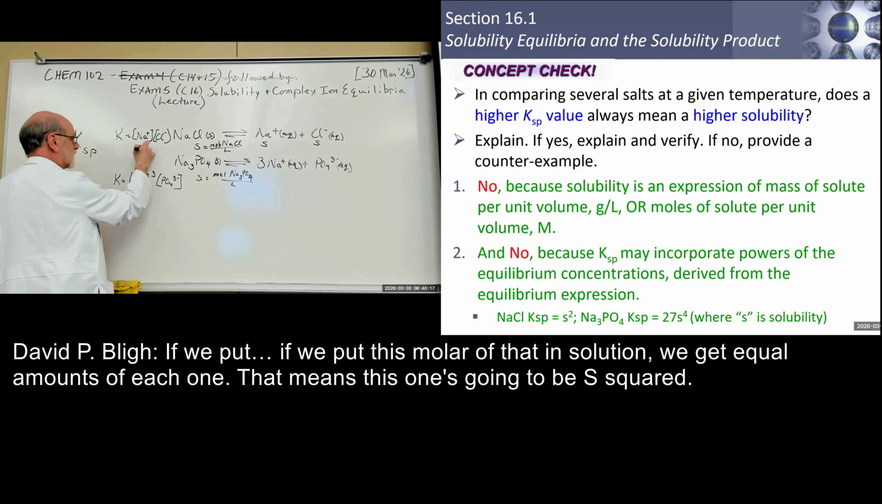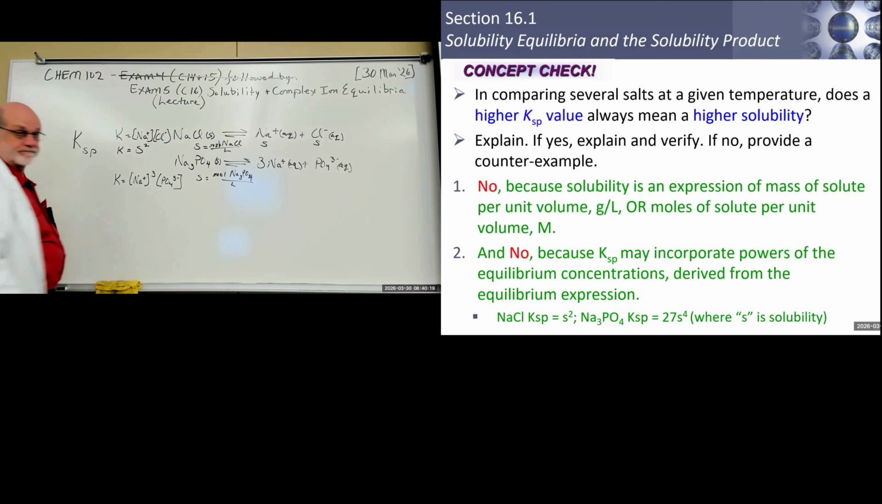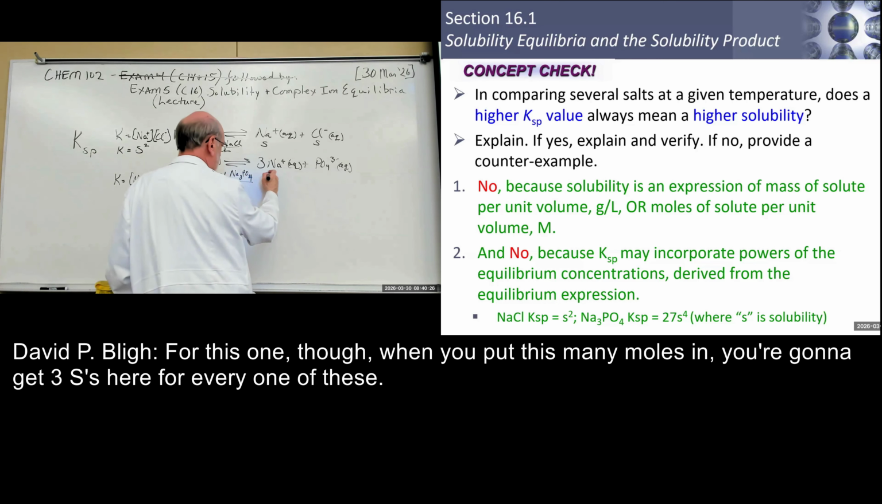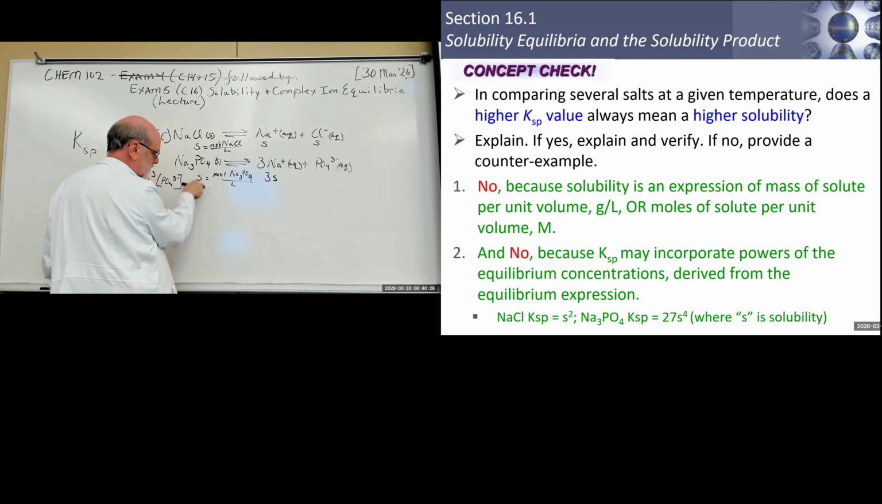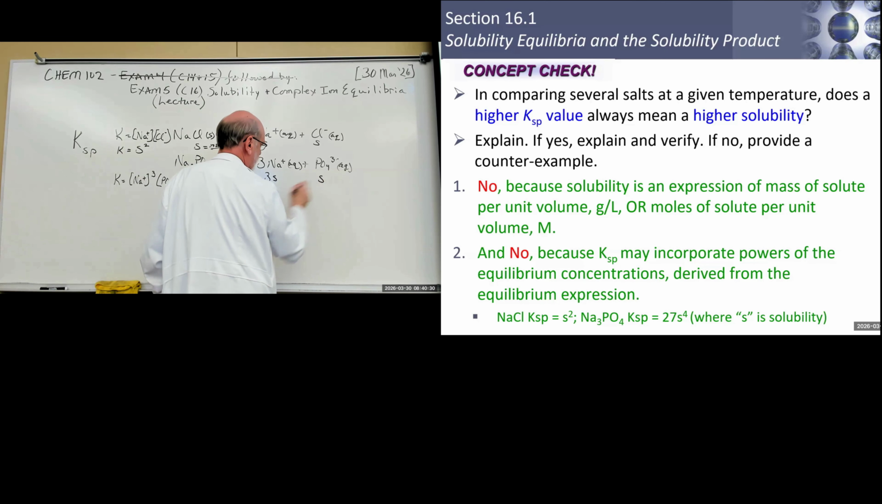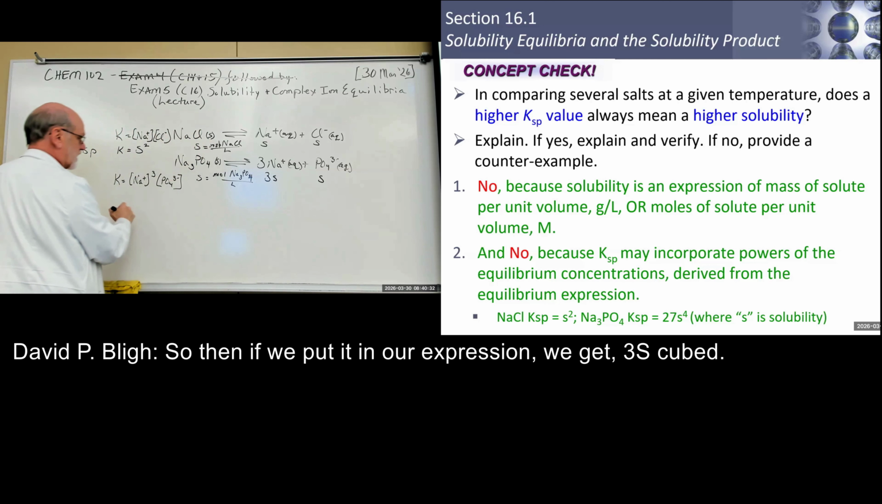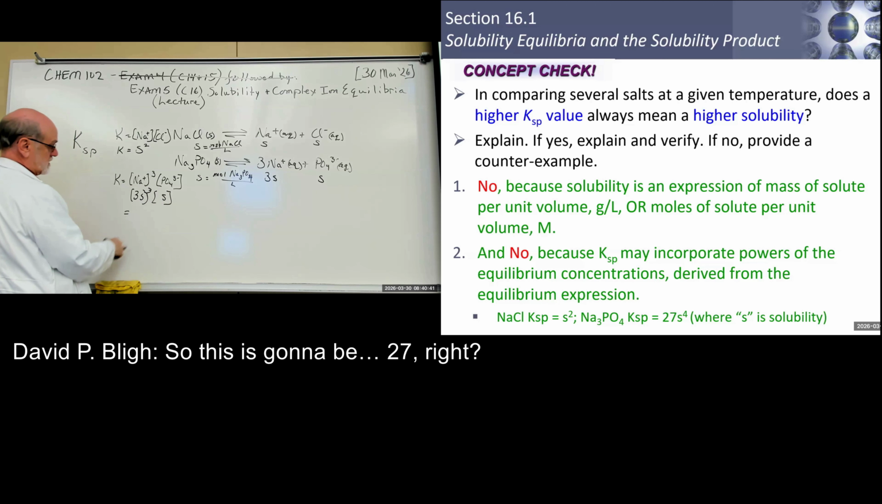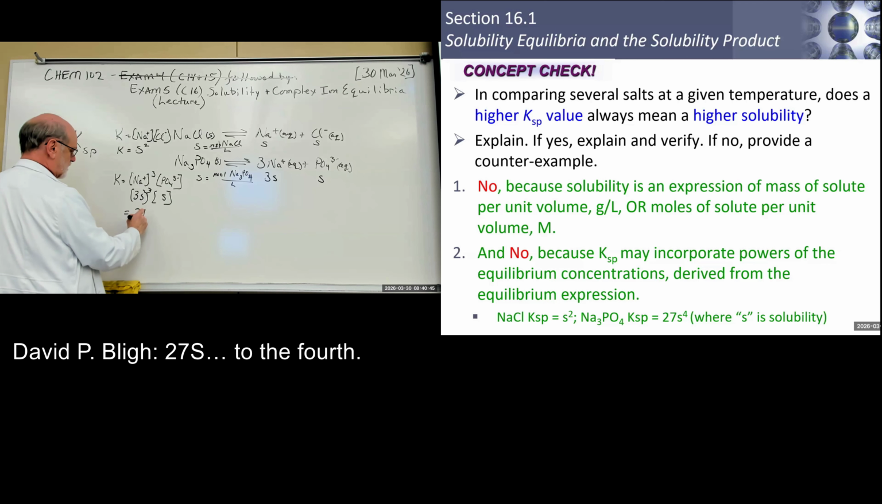That means this one's going to be S squared. For this one, though, when you put this many moles in, you're going to get 3 S's here for every one of these, and only 1 S there. So then if we put it in our expression, we get 3S cubed, and then S. So this is going to be 27, 27S to the 4th.